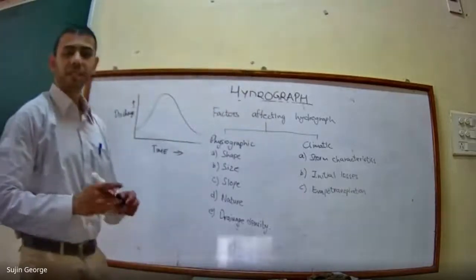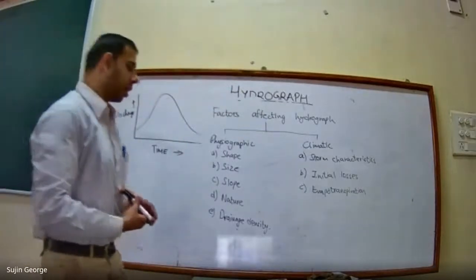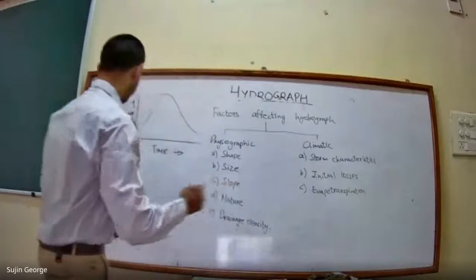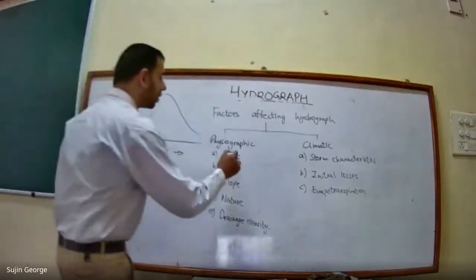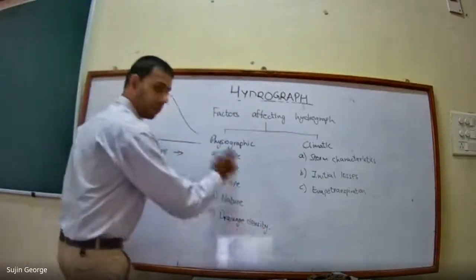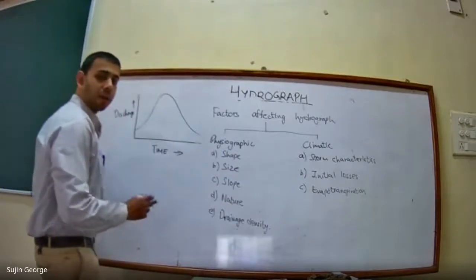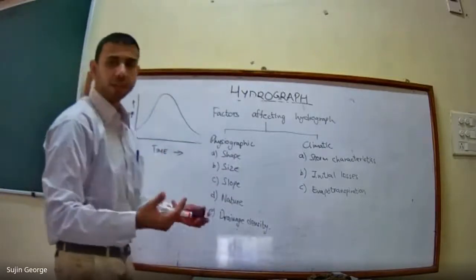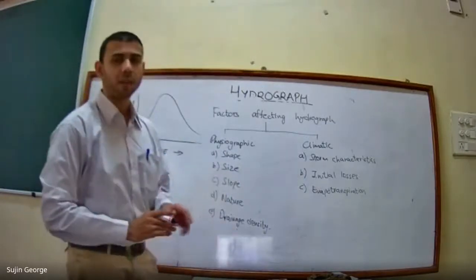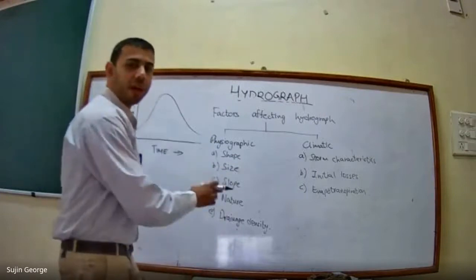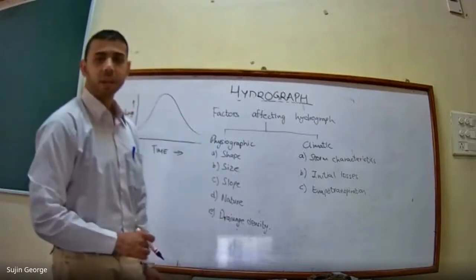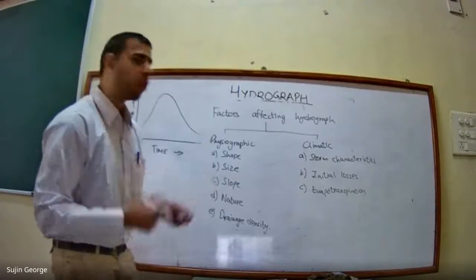Now we will be discussing this one by one. Now, in the physiographic factors, I have written all these: shape, size, slope, nature, drainage density. Okay, but these of what?